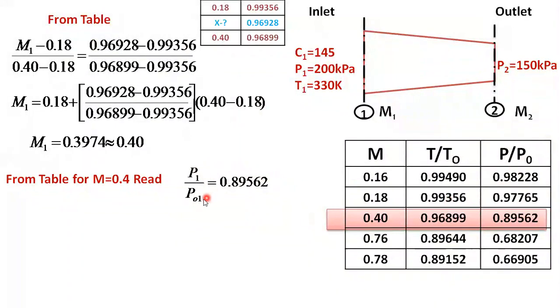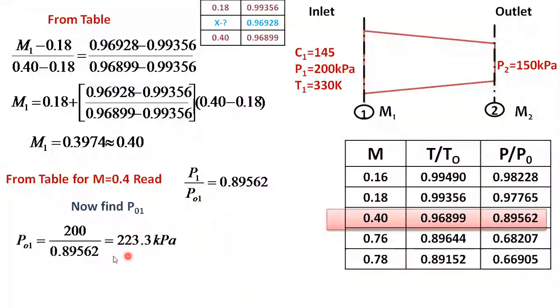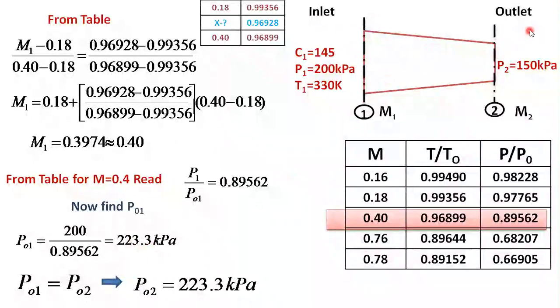Okay, so the static to stagnation pressure ratio will be 0.89562, which we can read from here, and we can use this value to find P01. So P01 will be P1, which is known to us, 200, divided by this value 0.89562. So this will be your P01, that is the stagnation pressure at the inlet. Now you can equate this stagnation pressure at the exit also. At the exit you will have the same stagnation pressure. So P02 also you can take as 223 kilopascal.